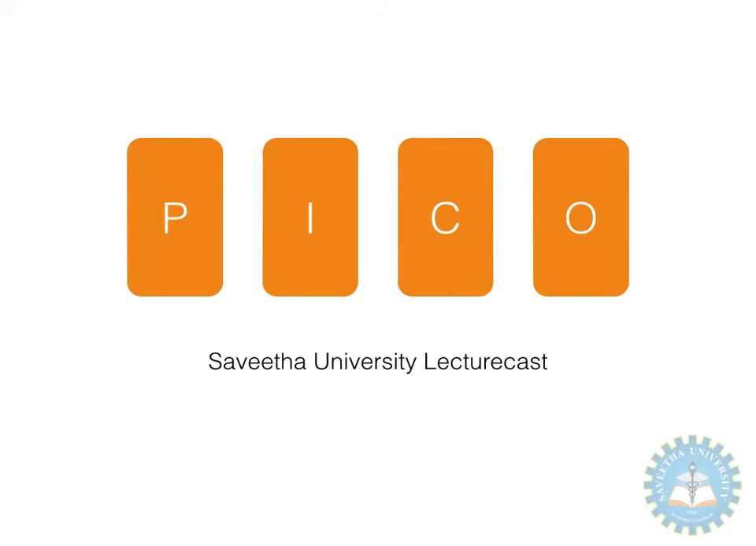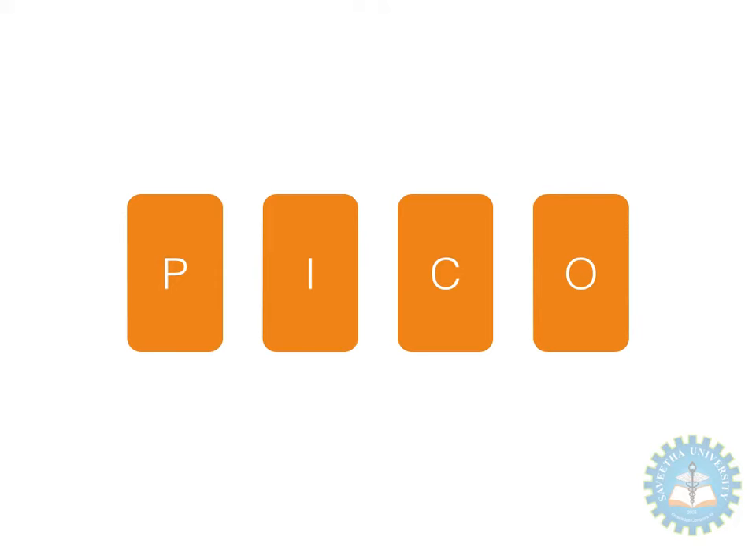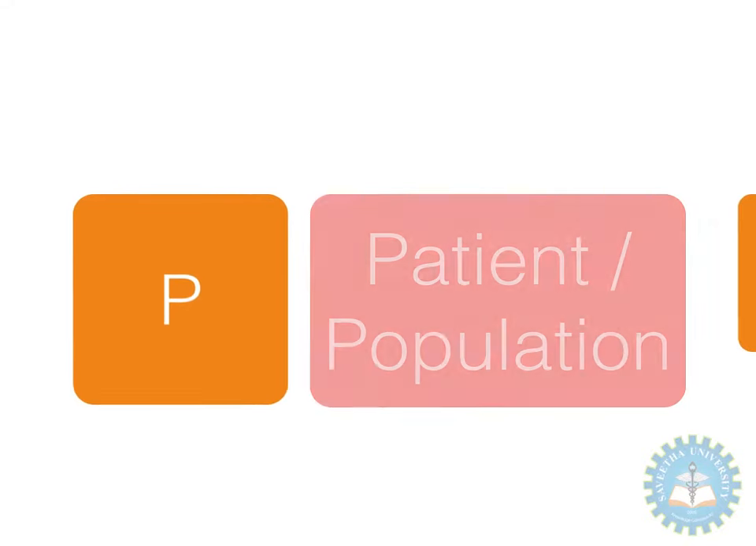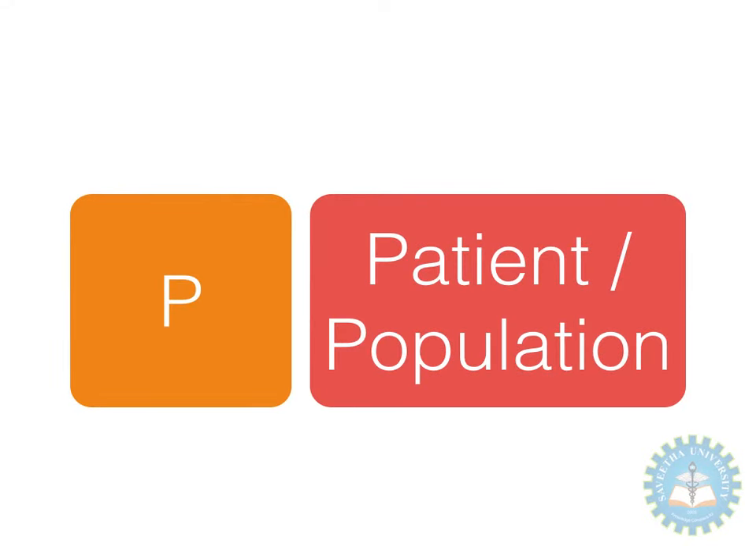Asking a well-structured research question is a fundamental step in research methodology. For this, we follow the PICO analysis. PICO, each one should form a component of your research question. The P would stand for the patient, problem, or the population you want to study or research on.